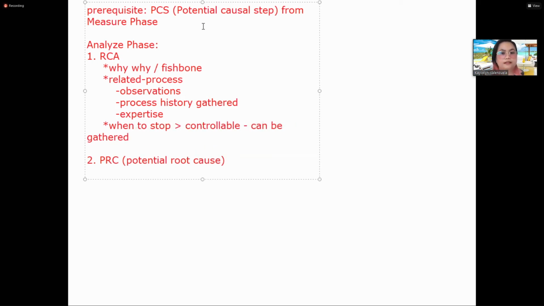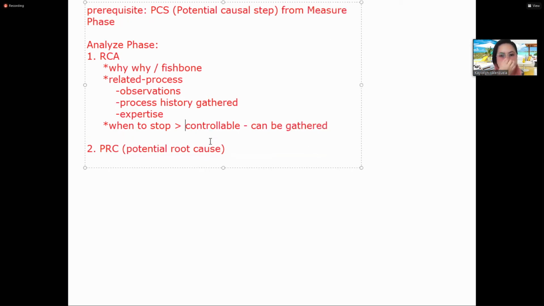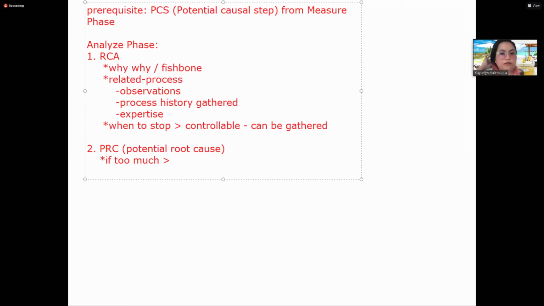Okay. Now, after nun, pag na-identify nyo na, nakapag-root cause analysis na kayo, then may PRC ka na. Kung masyadong madami, diba? If too much, what to do? If too much yung potential root cause natin, masyadong madami siya. How to trim down? Yes, we should prioritize. Using what tool? Correct. Pareto. Very good. Galing ah. Ibig sabihin, nakikinig.